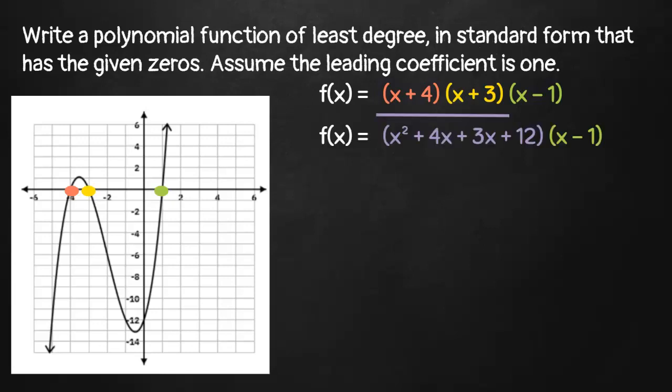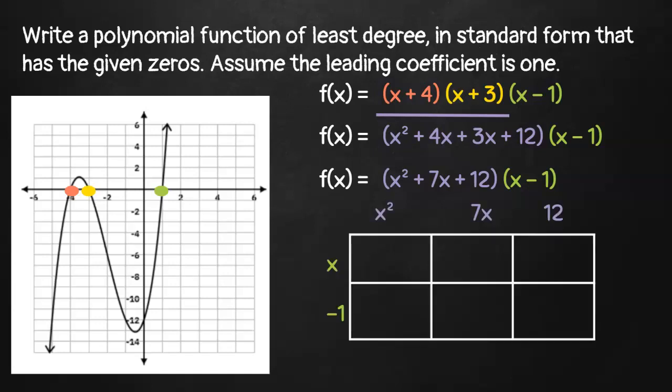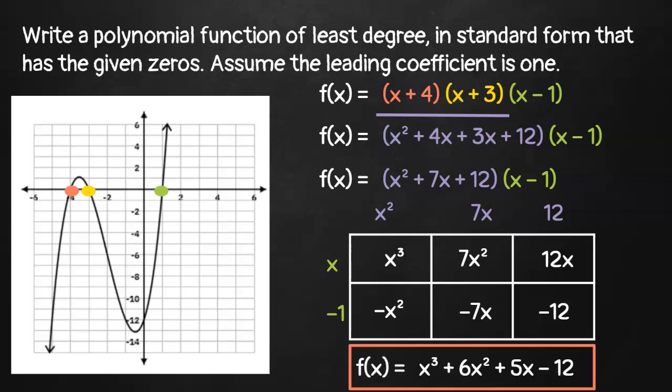When we multiply together again, we're going to FOIL or double distribute, combine our middle term, and then go ahead and multiply. We're going to find any terms that have the same x squareds and also the same x's. And when we combine our like terms, we get x cubed plus 6x squared plus 5x, and then minus 12.